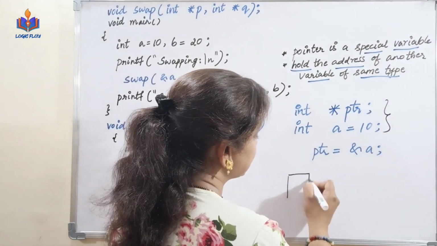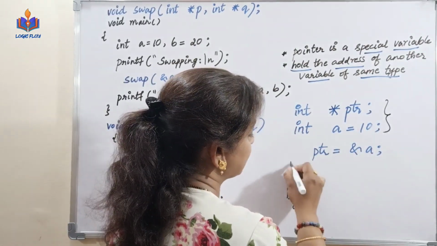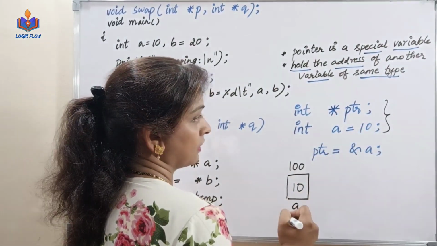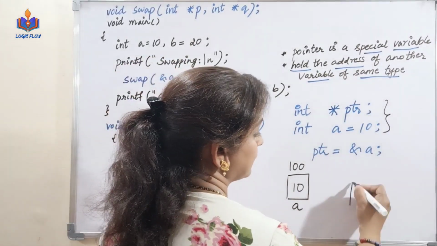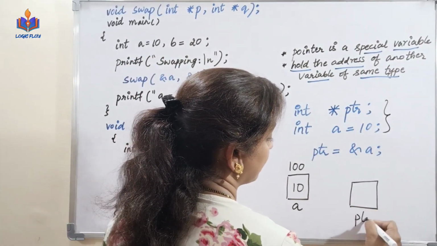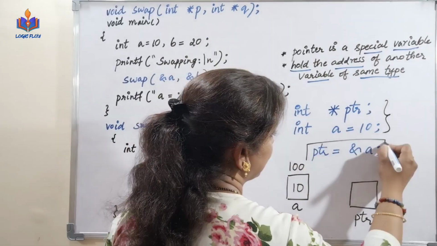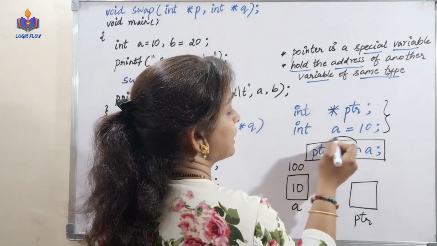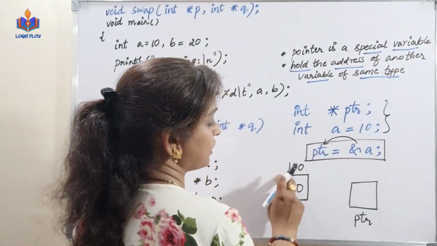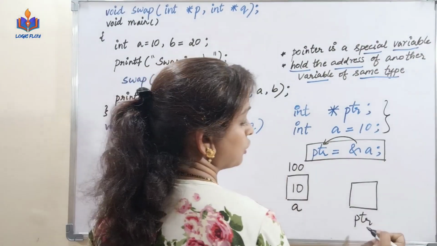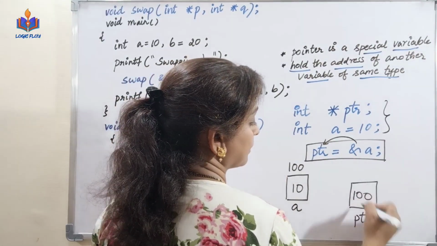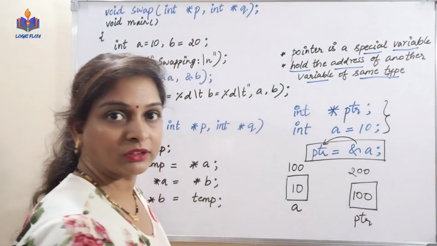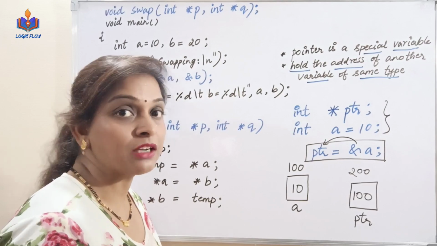So a is an integer variable, and some address is there for that, say address 100. What is the value? It is 10. Then I have a pointer variable, that is ptr, and when the compiler encounters this pointer initialization, what is it going to do? It is going to assign the address of a to ptr. What is the address of a? 100. Store that in ptr. So ptr will have 100. Well, this pointer variable will also have some address. Don't worry about that. But what it is going to store, that matters.